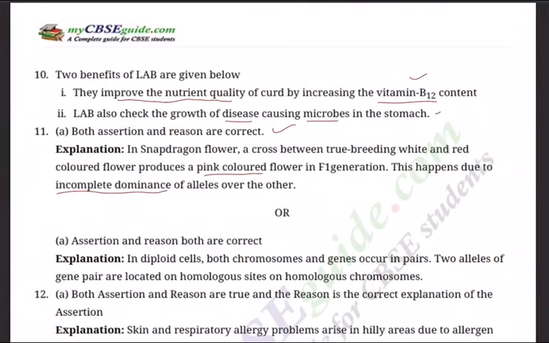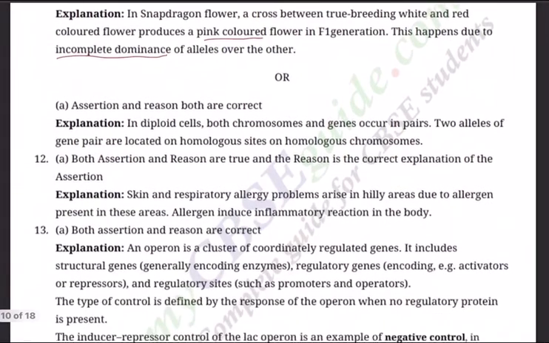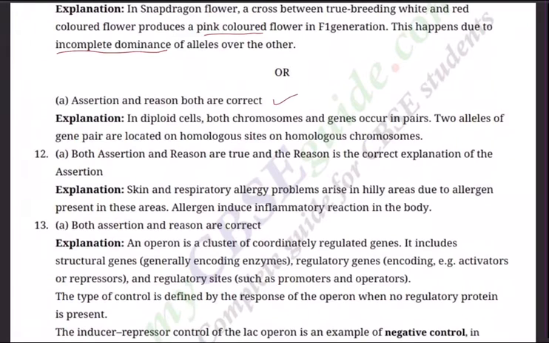Next, there is a choice for this question. Assertion: chromosomes and genes both occur in pairs. Reason: the two alleles of a gene pair are located on homologous sites on homologous chromosomes. Now, what is the answer? Again, A. Assertion and reason both are correct. Explanation: in diploid cells, both chromosomes and genes occur in pairs. Two alleles of gene pairs are located on homologous sites on homologous chromosomes.